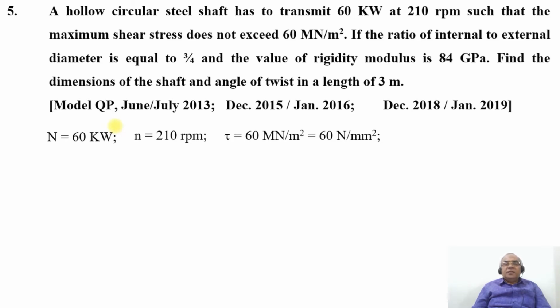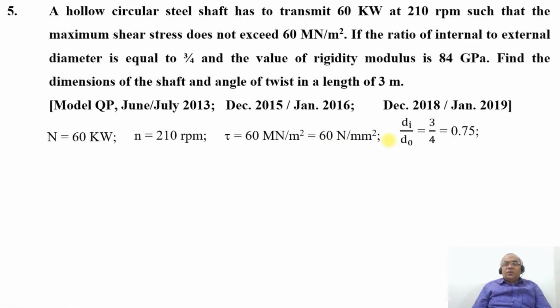So that means here mega is nothing but 10 to the power of 6 newton per meter square. Convert that meter square into mm square, so divided by again 10 to the power of 6. So therefore 10 to the power of 6 and 10 to the power of 6 get cancelled. So it is going to become 60 newton per mm square.